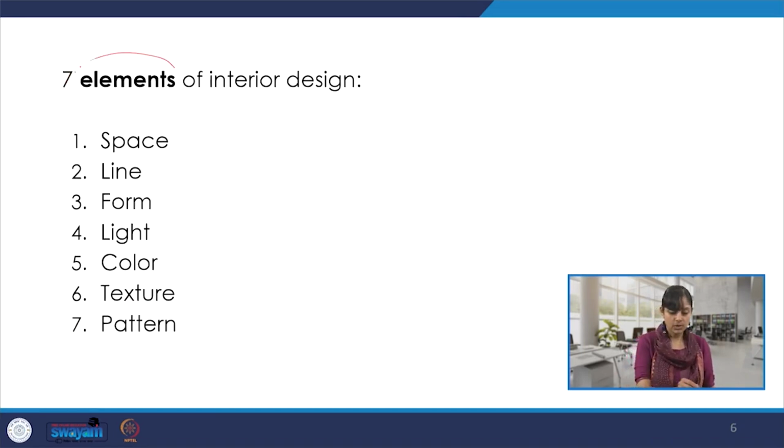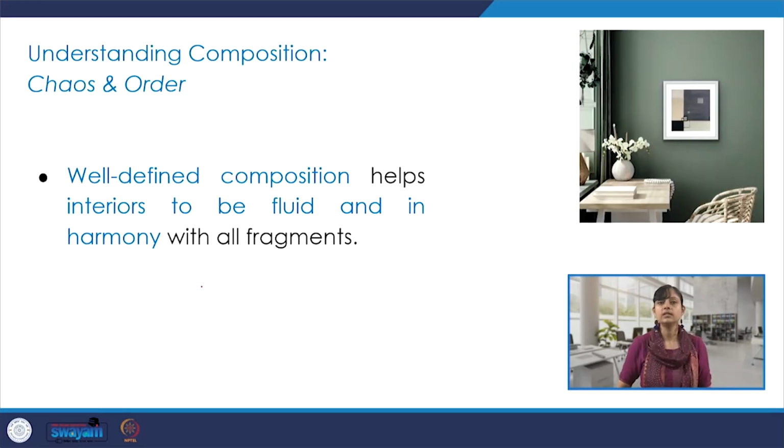Then we also talked about the elements of interior design such as space, line, form, light, color, texture, pattern. And then we try to understand the composition. And when we try to compose a space, or just like a painting that we do on a canvas, or we compose a frame for photography, same way we are doing a composition within a space.